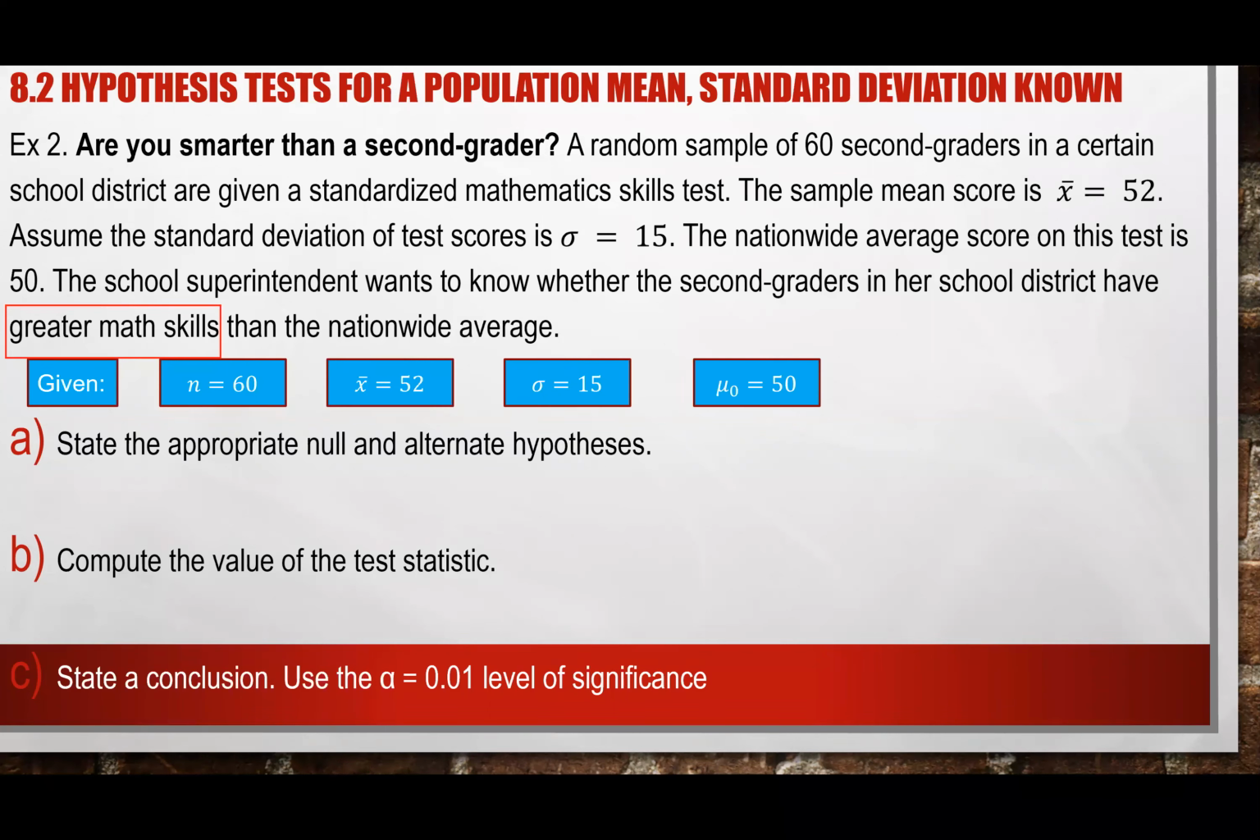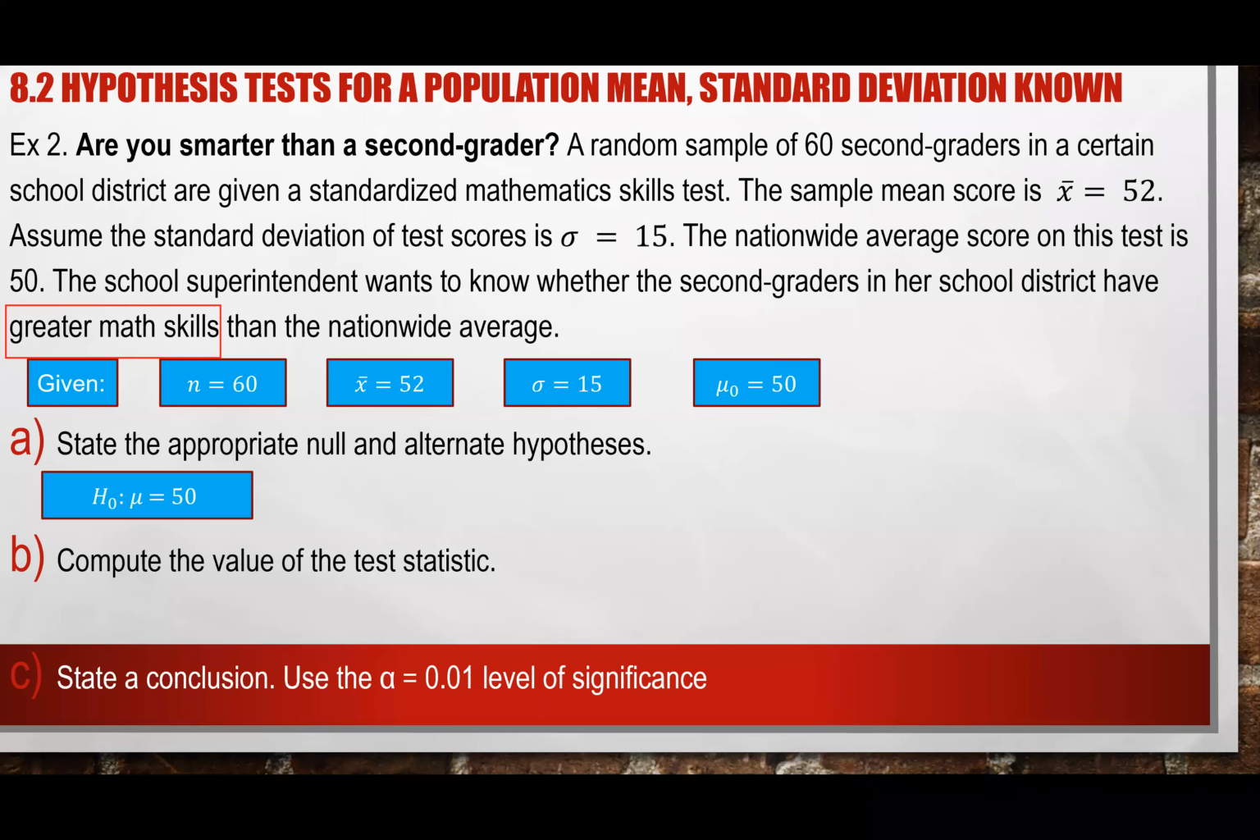Okay, this one didn't ask you to do the 5-step, but you pretty much need to do the 5-step to answer A, B, and C. For A, they ask you to state the null and the alternative hypothesis. So, reminder: what is the null hypothesis? The null hypothesis is mu equal to a specific number, which in this case is mu sub 0, equal to 50.